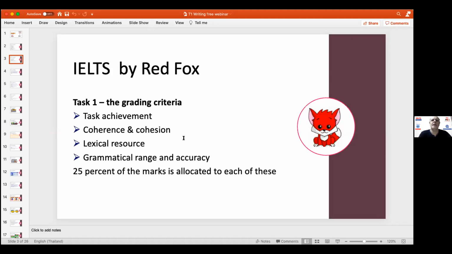And as you probably know, there are 4 elements to this: task achievement, coherence and cohesion, lexical resource, which is basically our vocabulary, and grammatical range and accuracy. And there are 25% of the marks allocated for each of these. So each are equally important.